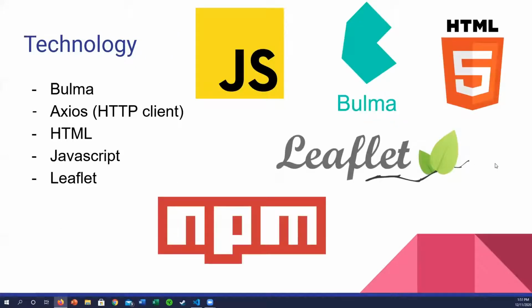And in this project, we used several types of technology to our advantage. The most notable one is Bulma, which helped us a lot with the CSS department, and then Axios with the HTTP. Of course, there are the classics like HTML and JavaScript. And of course, we also used Leaflet as well.